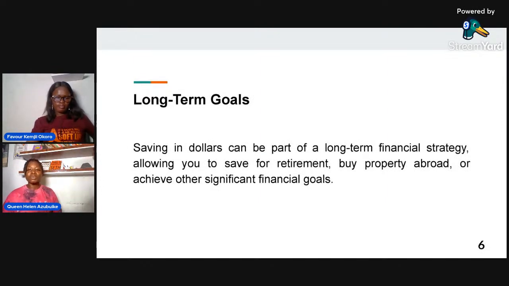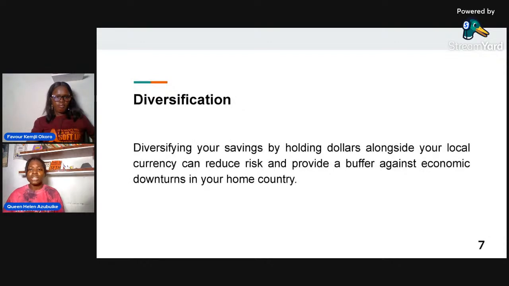All right, okay, let's go. So we talked about long-term goals. Next, we're going to talk about saving in dollars: diversification. Holding your dollars alongside your local currency can help you reduce risk and provide a buffer against your downtrend.